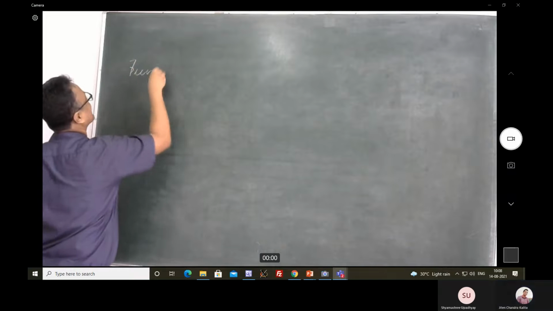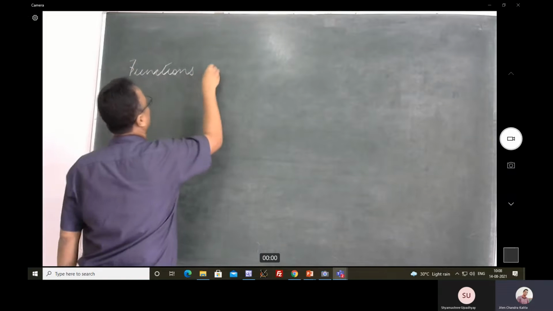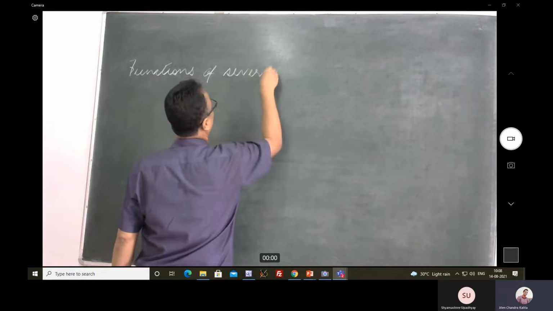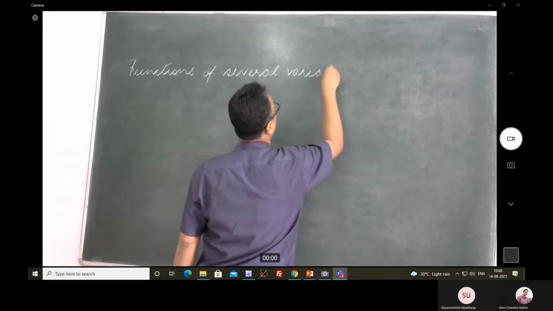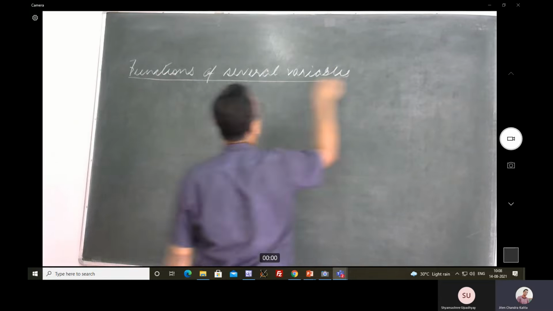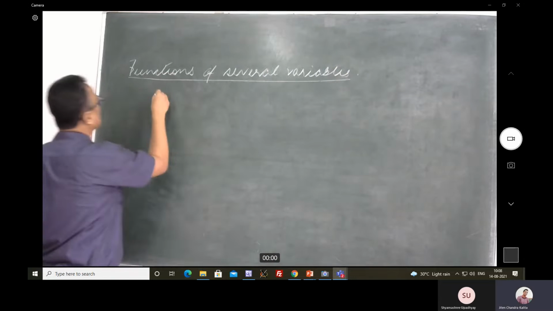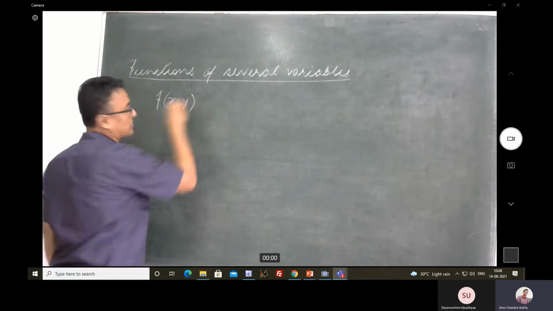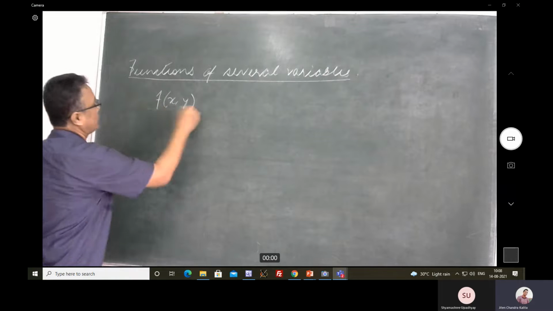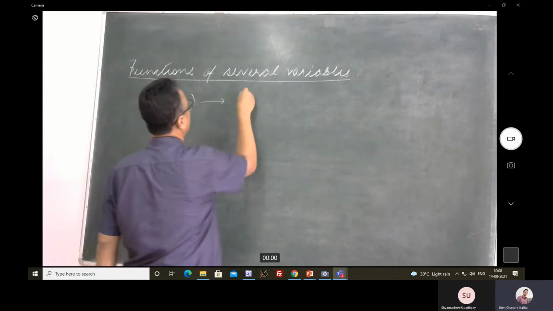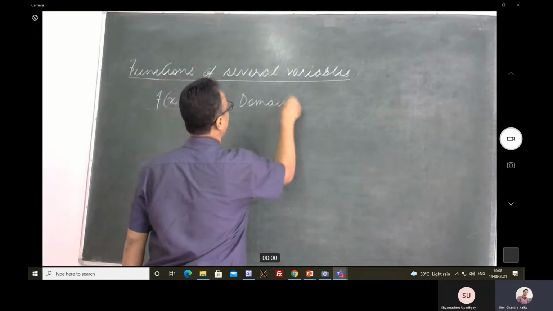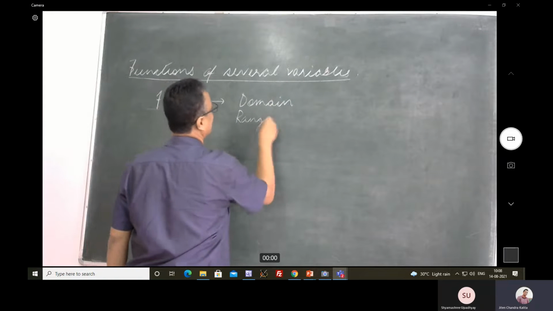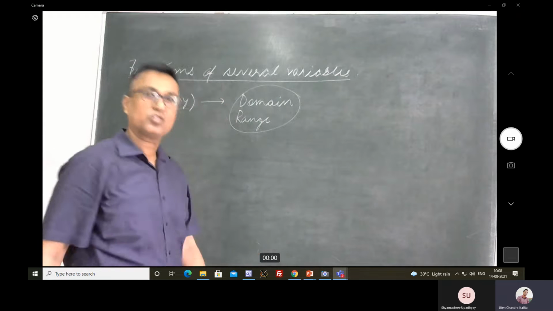Okay, so if you recall, in our last class, we did functions of several variables. Specifically, we considered a function of two variables like this, and we were talking about the domain and range of such functions of two variables.